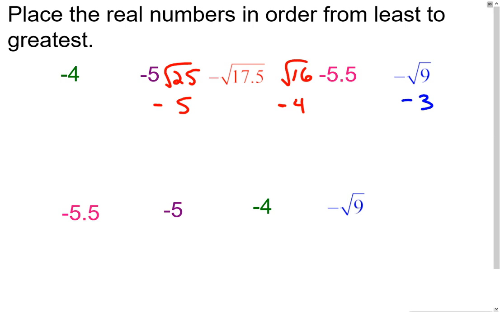Now, which is it closer to? It's definitely closer to the 16. Therefore, this negative square root of 17.5 is going to be closer to negative 4. Somewhere between negative 4 and negative 5. Well, if it's between negative 4 and negative 5, I don't have to do a lot of thinking here because I have a negative 4, I have a negative 5. It's in between there somewhere. We just had to put them in order from smallest to largest, least to greatest, and we have now done that.